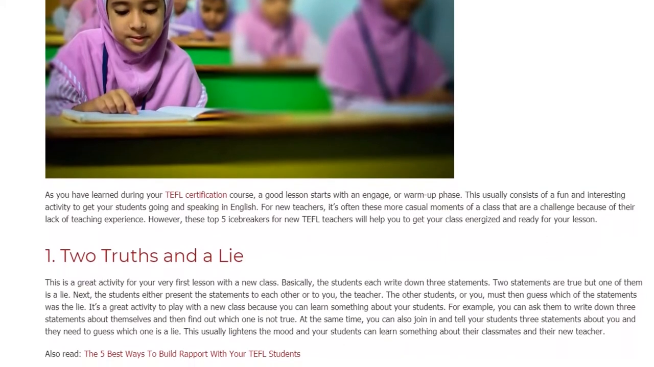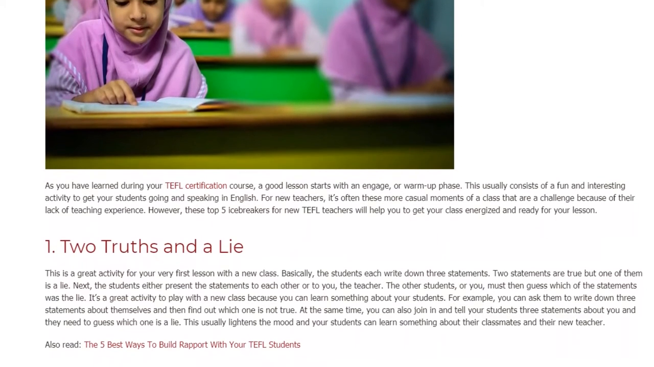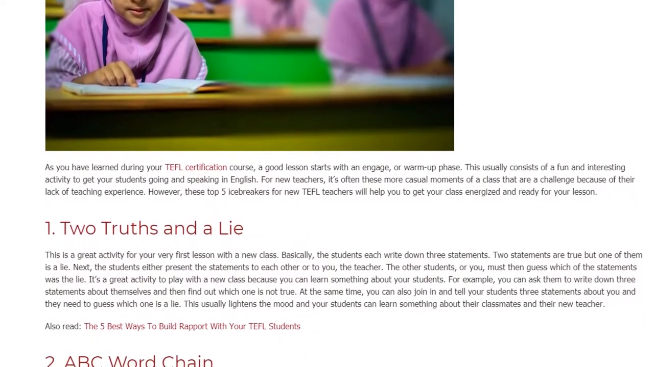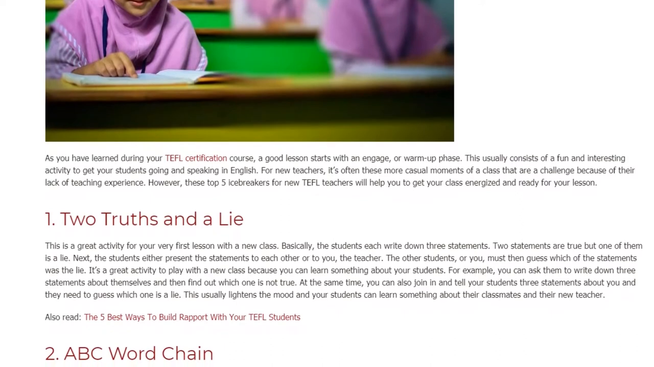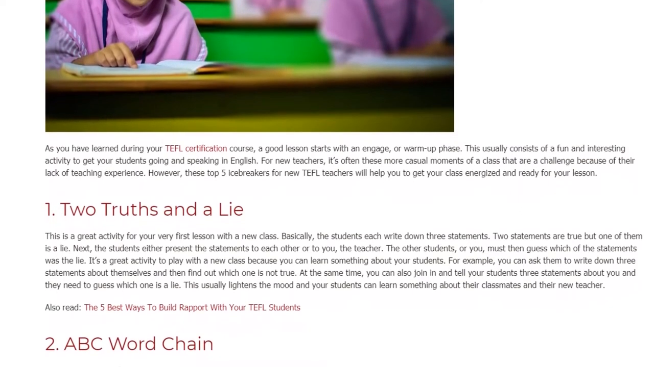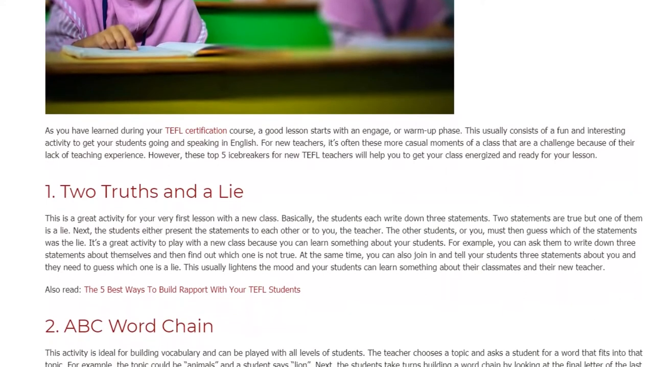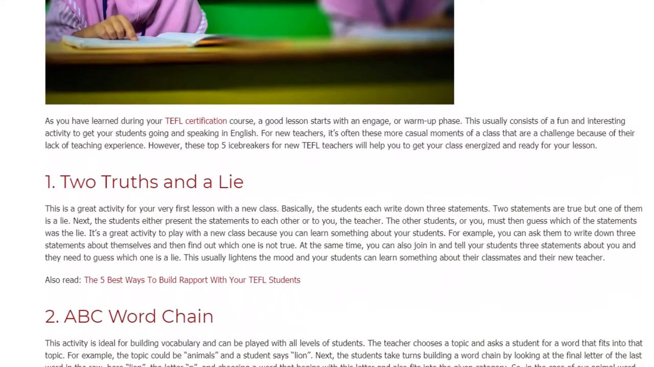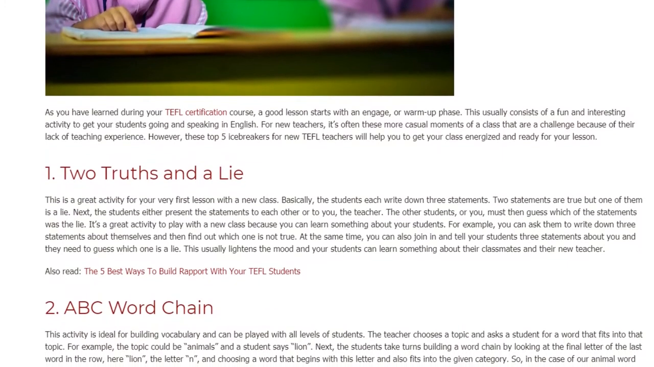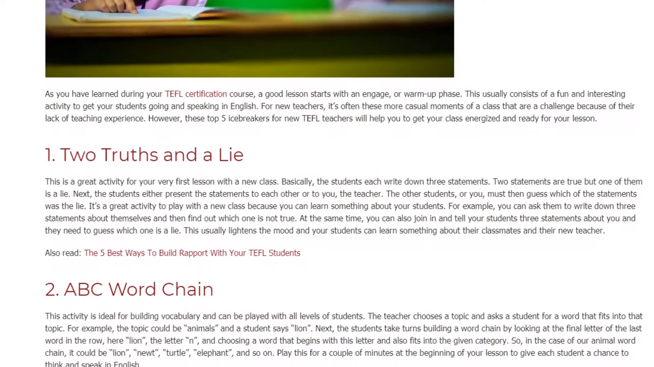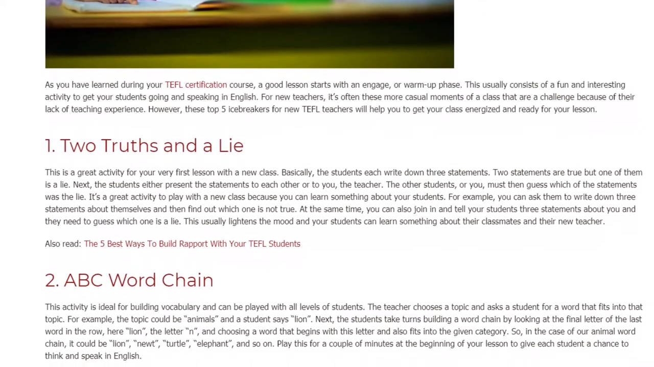1. Two truths and a lie. This is a great activity for your very first lesson with a new class. Basically, the students each write down 3 statements. 2 statements are true but one of them is a lie. Next, the students either present the statements to each other or to you, the teacher. The other students, or you, must then guess which of the statements was the lie.